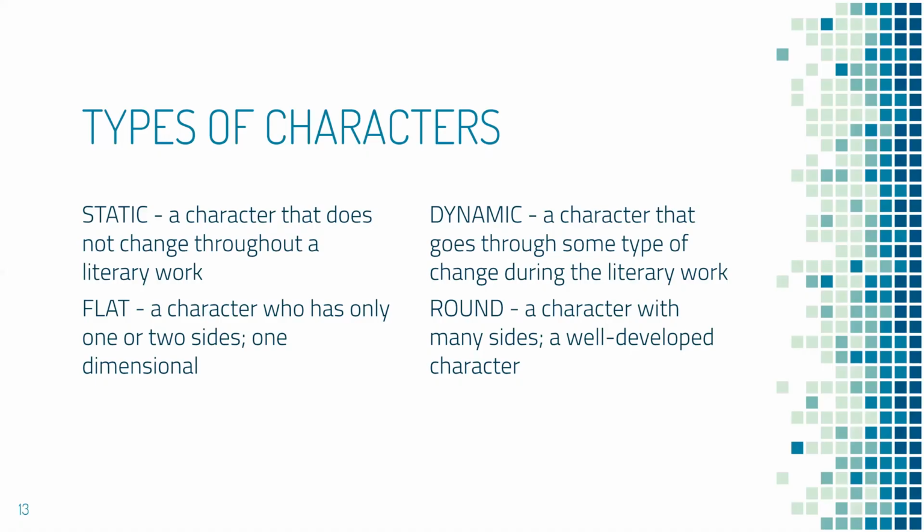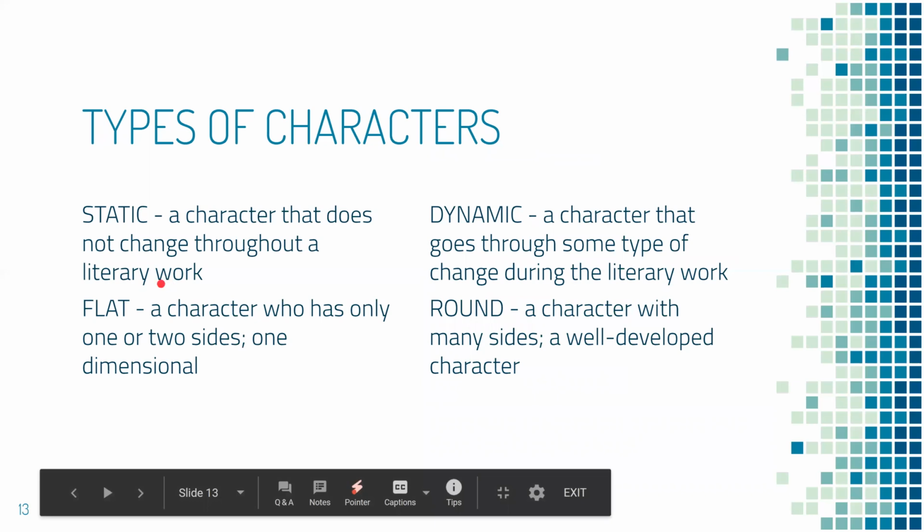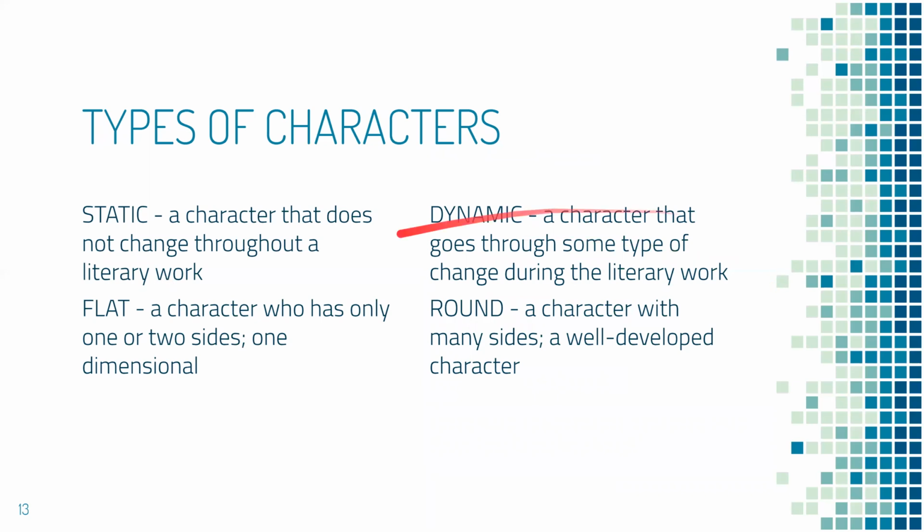So there are different types of characters. We're first going to look at static and dynamic. A static character is a character that does not change throughout a literary work. A dynamic character is a character that goes through some type of change during a literary work. A flat character is a character who only has one or two sides. They're one-dimensional. So usually a flat character is a static character, because if they only have one or two sides, that means they probably didn't develop throughout the literature.